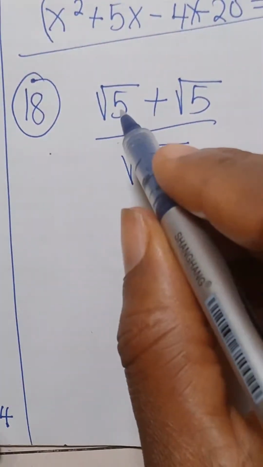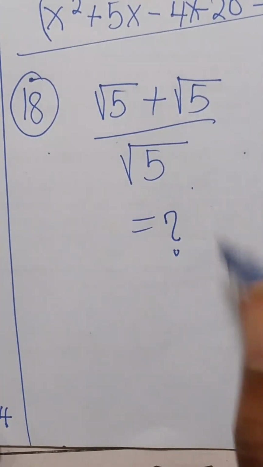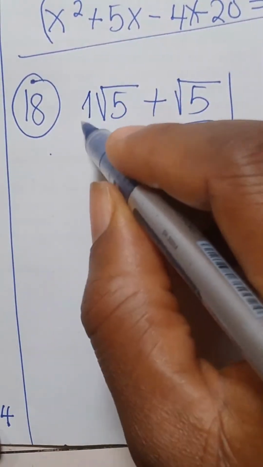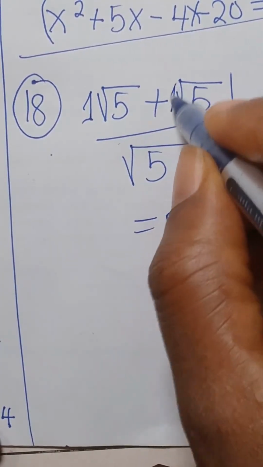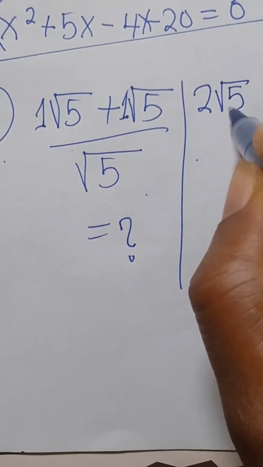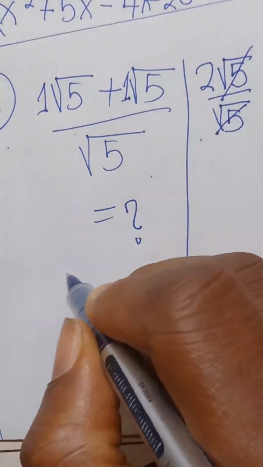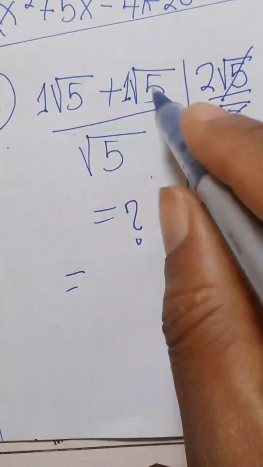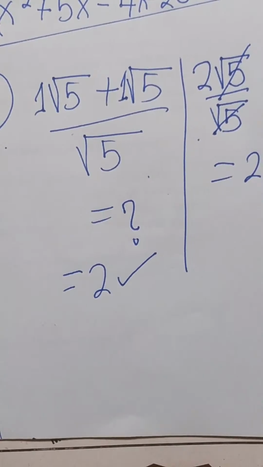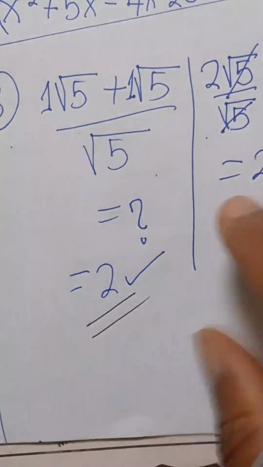So let me solve this, okay? Now, when you're given square root of 5 plus square root of 5, all over square root of 5, we do square root of 5 plus square root of 5. This here has coefficient 1, and here 1. So 1 plus 1 is 2. So you have 2 root 5 all over root 5. This will cancel this, and we have the answer equal to 2. So the answer to this question is 2.